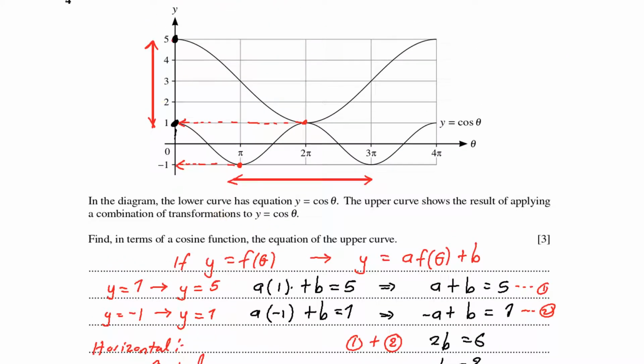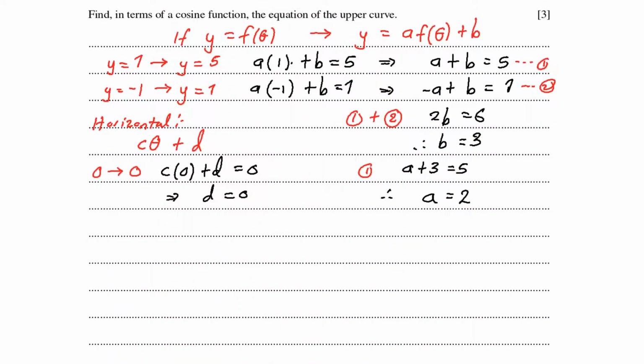Another set of points can be the first lower peak of the graph of y is equal to cos theta, which should correspond to the first lower peak of the transformed graph, which is here at 2 pi. So this first lower peak of y is equal to cos theta is at pi. So pi is being transformed onto 2 pi. So let's have that as well.